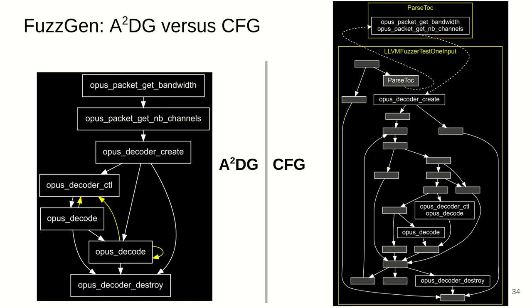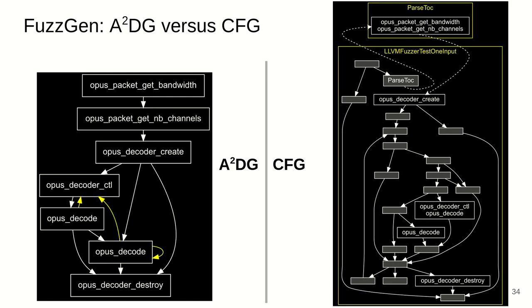On the right hand side you see the control flow graph of a target program, and this is actually a unit test for libopus, and you can see that this is rather complex. And there's only a few calls to libopus. There's opus_decoder_create, opus_decoder_control, opus_decode, opus_decoder_destroy, get_bandwidth, number of channels, and whatnot.